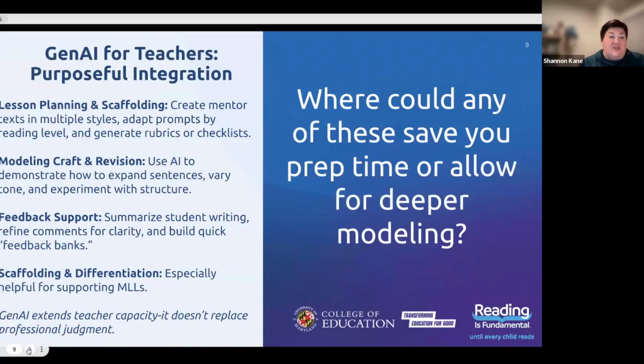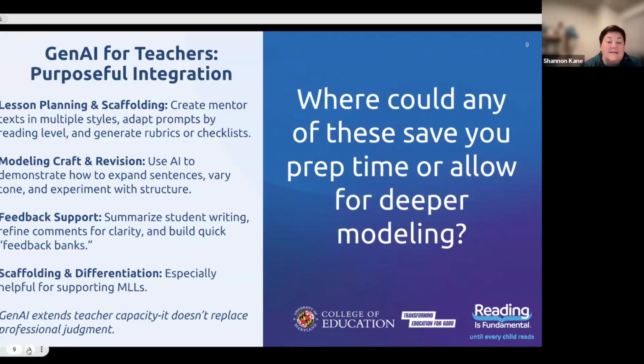So thinking about teachers and the integration of Gen AI, there's so much that can be done, right? Purposeful integration. So if we just look at some of the ideas, and these are just the tip of the iceberg for the use of teachers with purposeful integration, right? And as the question on the right says, where could any of these allow you to save prep time? And ideally that saving of time creates space for deeper modeling, for more intentional feedback, for differentiation, etc.